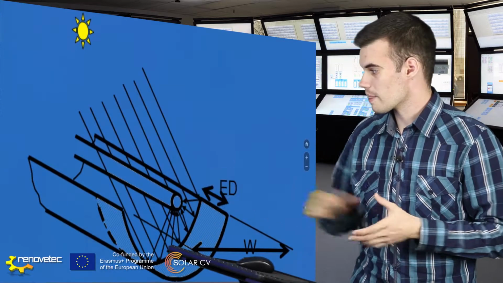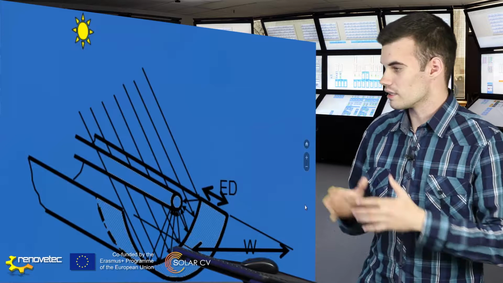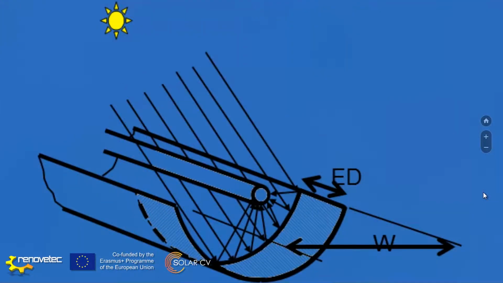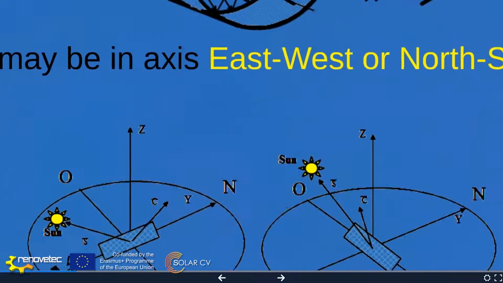Here we can see the same concept that we saw in the previous unit, that we haven't got just a solar ray. We have got a lot of solar rays, and they are going to hit this surface in the parabolic trough, and they are going to be reflected into the absorber tube.